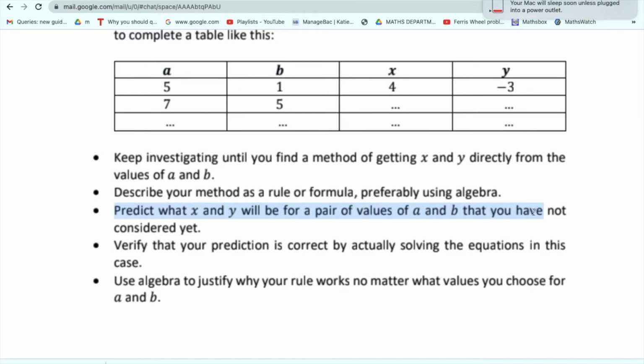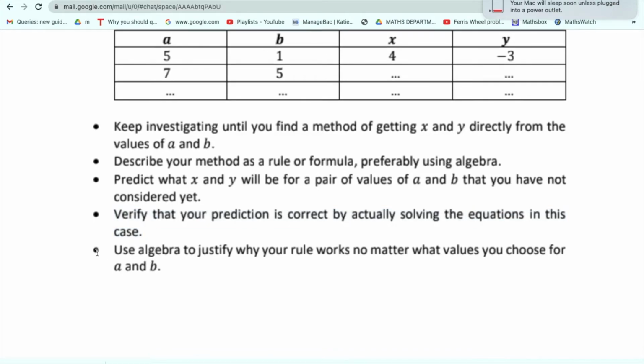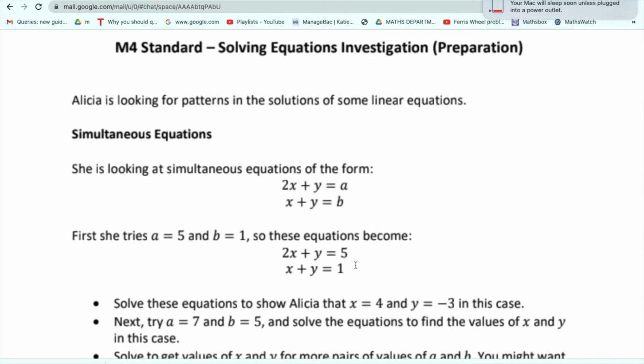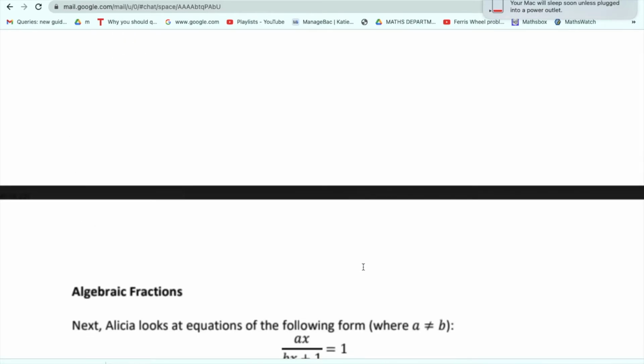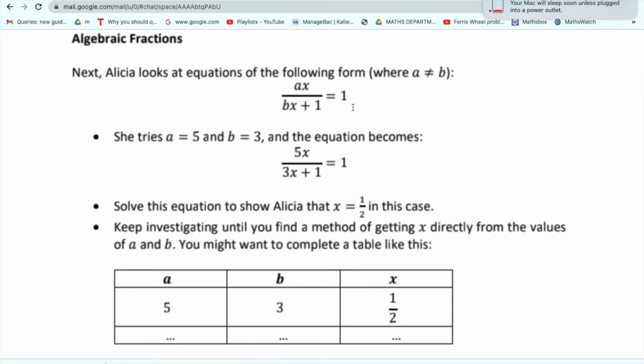Then you need to predict what x and y will be for a pair of values that you have not discovered. So you need to say, using this rule, let's guess what's going to happen for A is 10 and B is 9. You verify it by simultaneously solving, and then you use algebra to show why it will always work. At this point, you may want to refer to the original simultaneous equation question. I'm not going to go into too much detail here, but this is very similar.